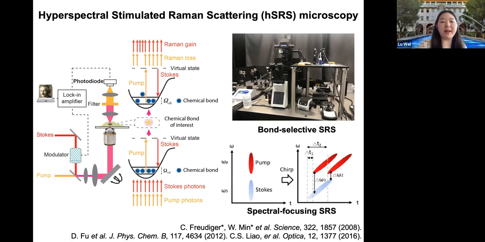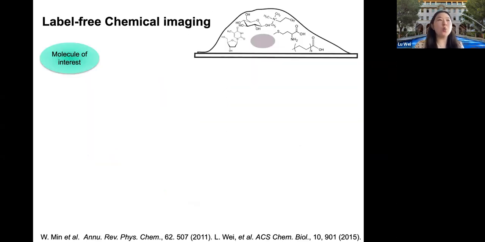So depending on what the application is, these are the two major choices of implementation schemes. So these are some general backgrounds about SRS.